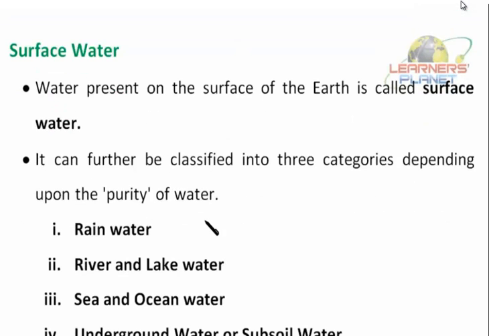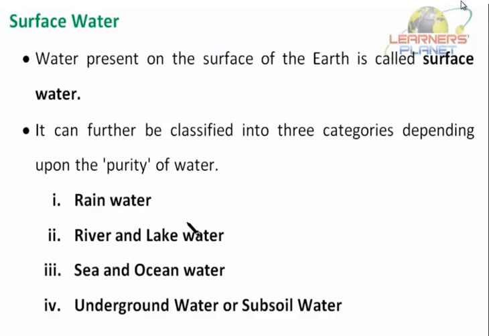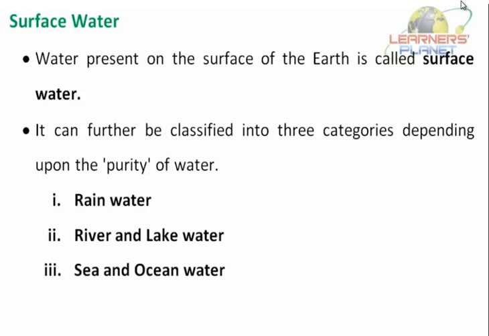Yes, surface water. Now students, water present on the surface of the earth is called surface water. How simple is it? It is classified into three categories depending upon the purity of water. So it is basically divided into rainwater, river and lake water, and thirdly, sea and ocean water. So let us study it.